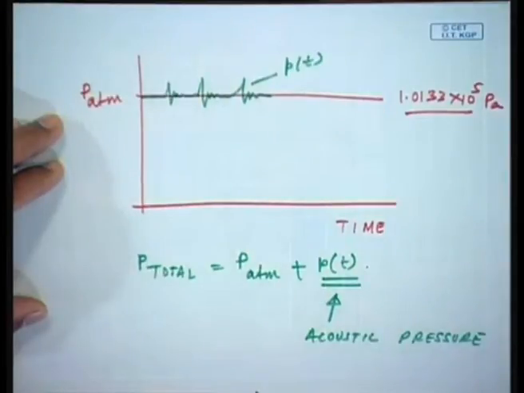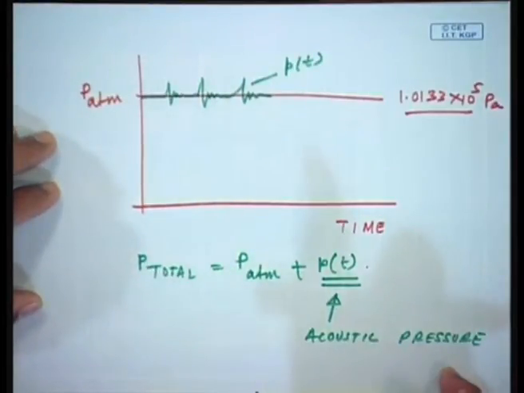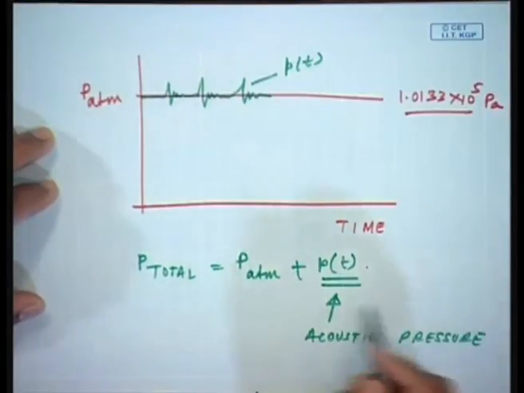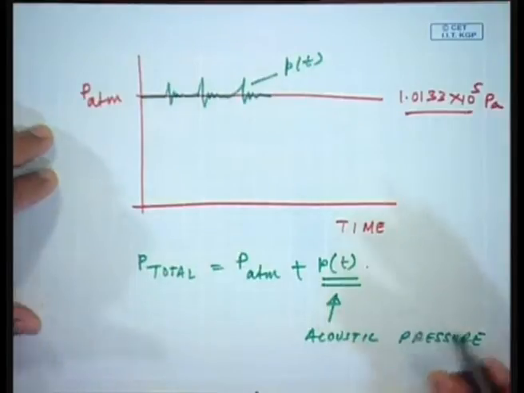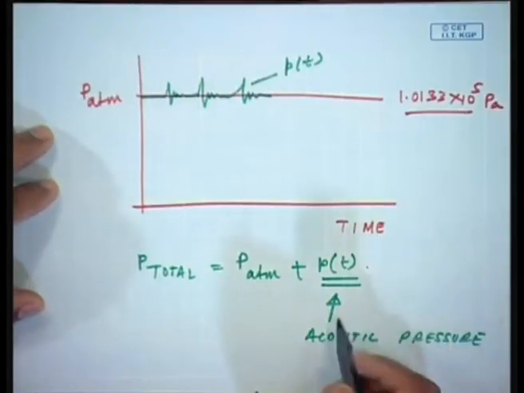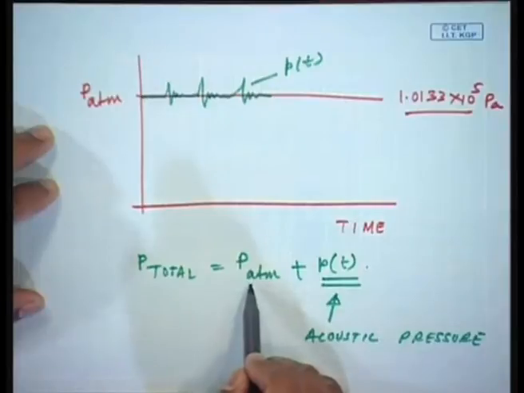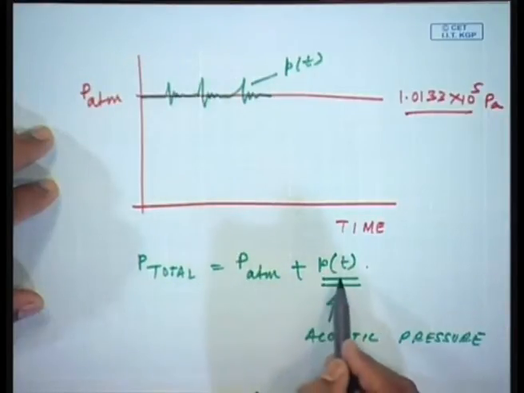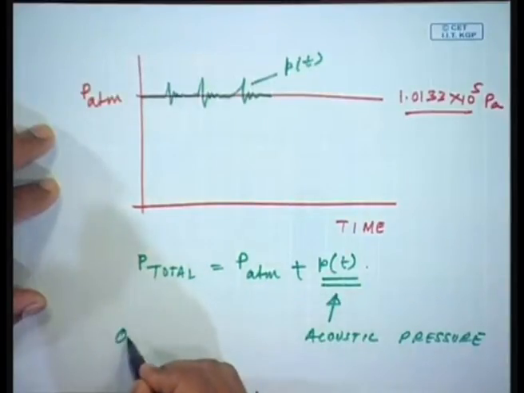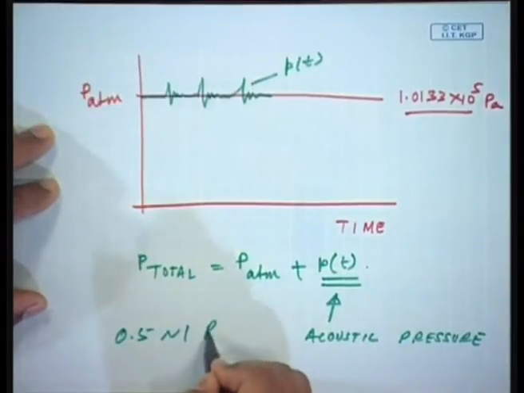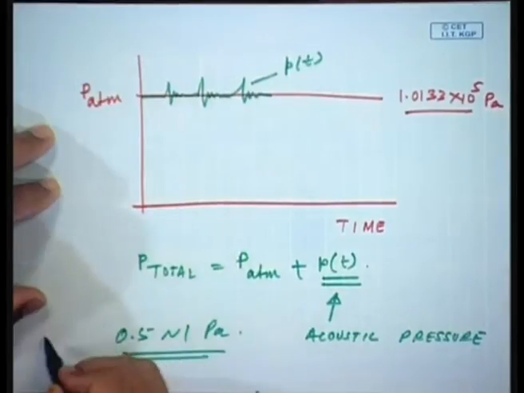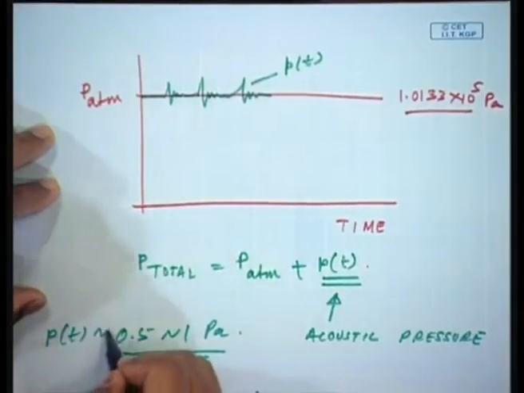This small pressure is responsible for generating the sensation of hearing to us. In fact, I will just give you a value here. Right now in this room when I am speaking, the atmospheric pressure is 1.0133 into 10 to the power 5 Pascal, which is incident on your eardrum, and because of my voice you may be experiencing order of about 0.5 to 1 Pascal. This could be your value of P t.